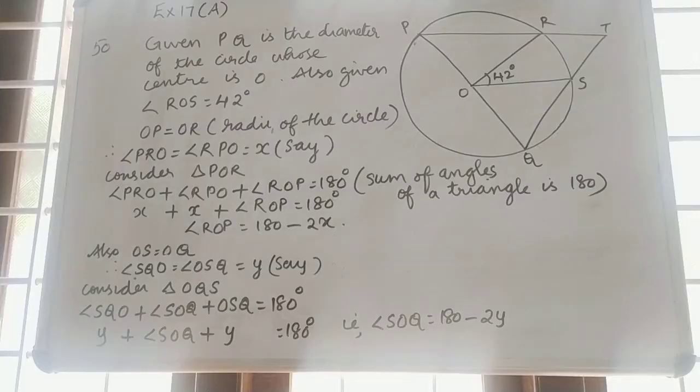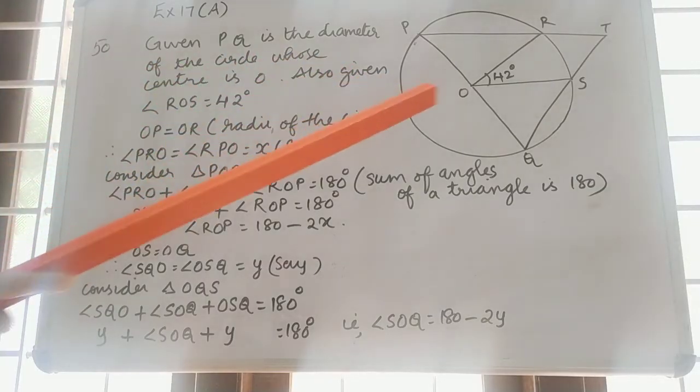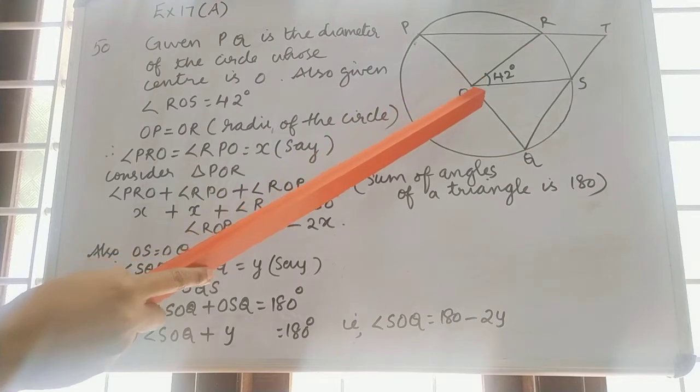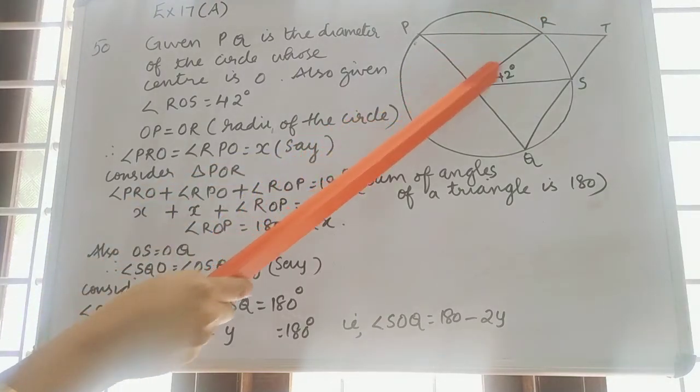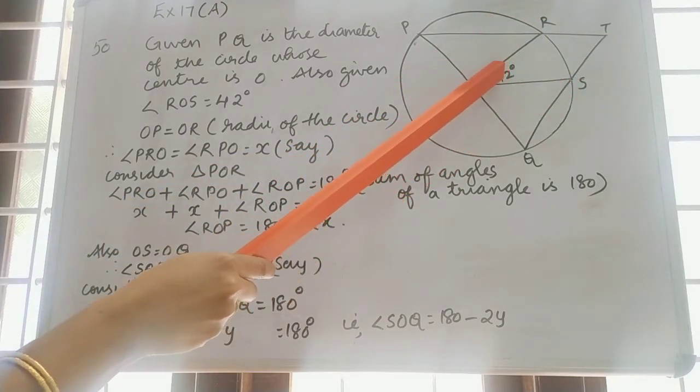Next, question number 50. In the given figure, PQ is the diameter of the circle whose center is O. Given angle ROS is equal to 42 degrees. Calculate angle RTS. Given PQ is the diameter of the circle and O is the center. Also given, angle ROS is equal to 42 degrees.